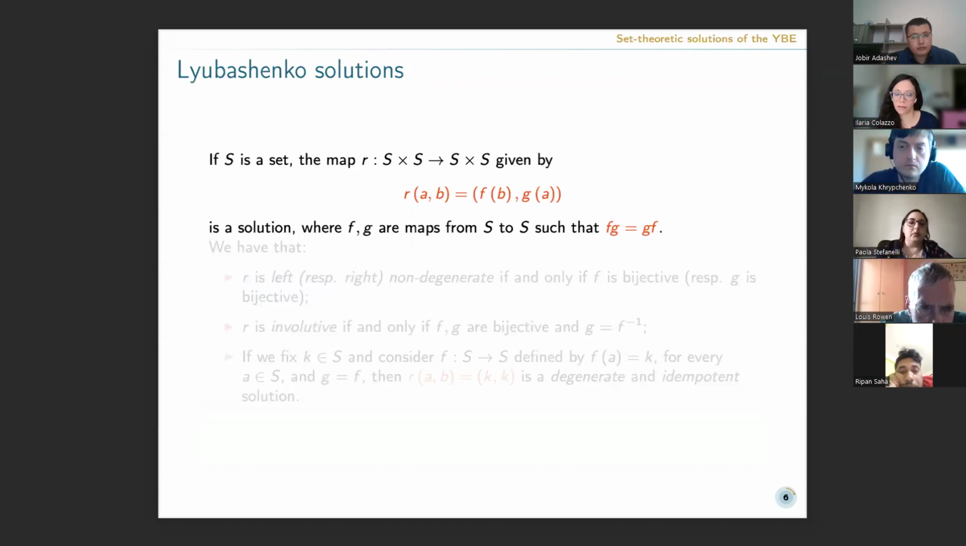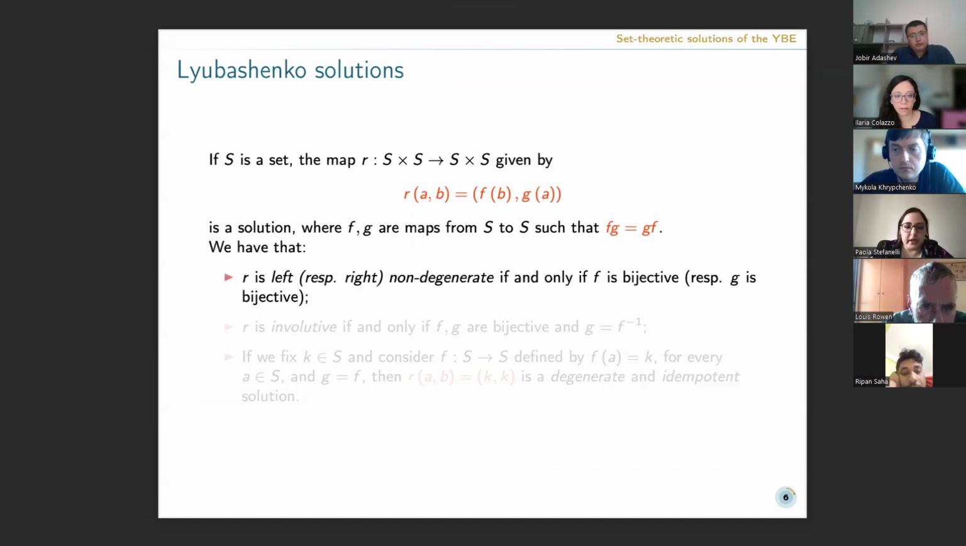So we obtain also other examples by looking at this other family of solutions that Drinfeld called Lyubashenko solutions, that are these kinds of maps R that are defined by using simply two maps F and G from S to S that commute. And in particular, R is left non-degenerate if and only if F is bijective, and is right non-degenerate if and only if G is bijective.